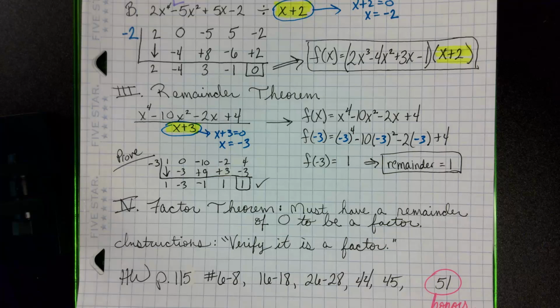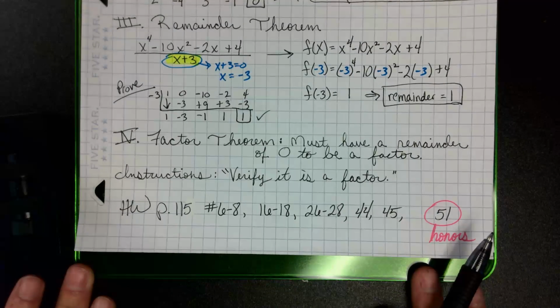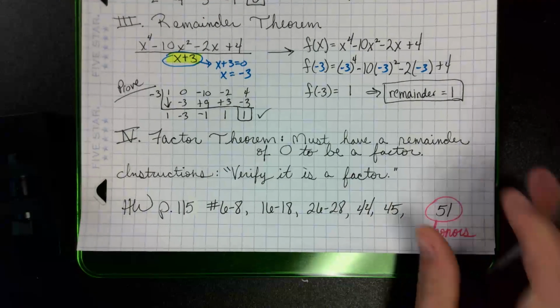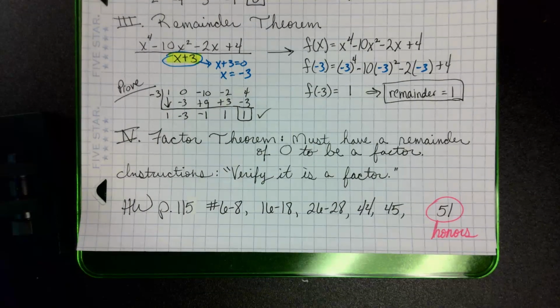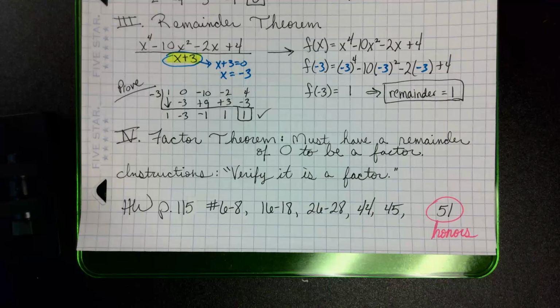But the remainder theorem makes it easier. And then a little add-on to the remainder theorem is part 4, the factor theorem. So if instead of the question saying what is the remainder of this division problem, what if it asks, is x plus 3 a factor of that polynomial? Well, you could also evaluate it at negative 3, and if the remainder is anything other than 0, it is not a factor. If the remainder is 0, then it is a factor.